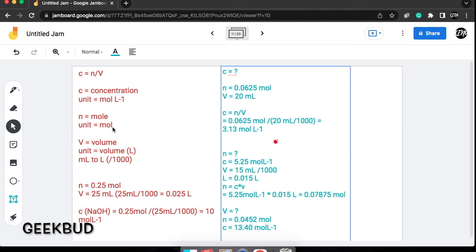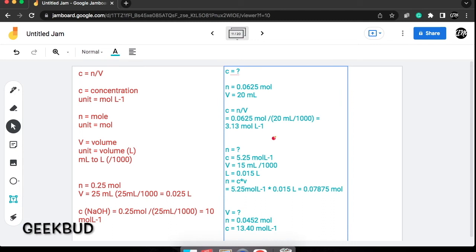And then obviously, depending on your teacher or professor, how many significant figures you should round to, I would just go 0.079 mole.